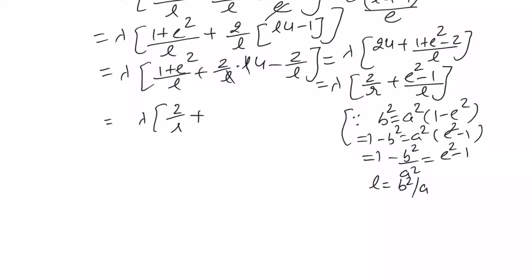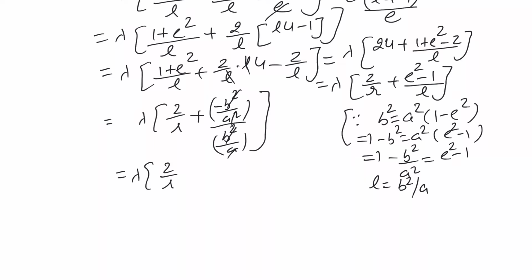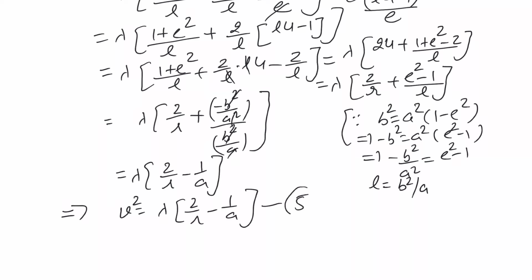This value will be substituted, and also L is equal to b square by a. So I am going to substitute both values over here. E square minus 1 is minus b square by a square divided by b square by a. Okay, b square will cancel out, this a will cancel out, so we are left with 2 by r minus 1 by a. This implies that V square is equal to lambda (2 by r minus 1 by a), which is the required expression for the velocity.